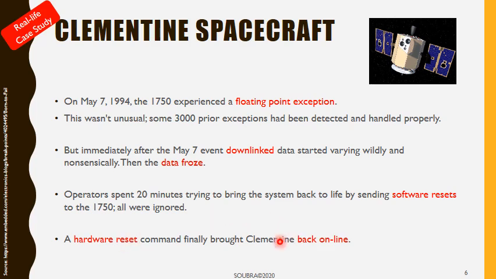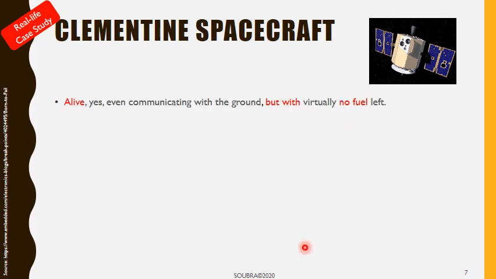Alright, so the Clementine was back online, so people were able to communicate with it again and get the data. However, there was a problem. The problem here is that we lost all the fuel. Someone might ask, how come?